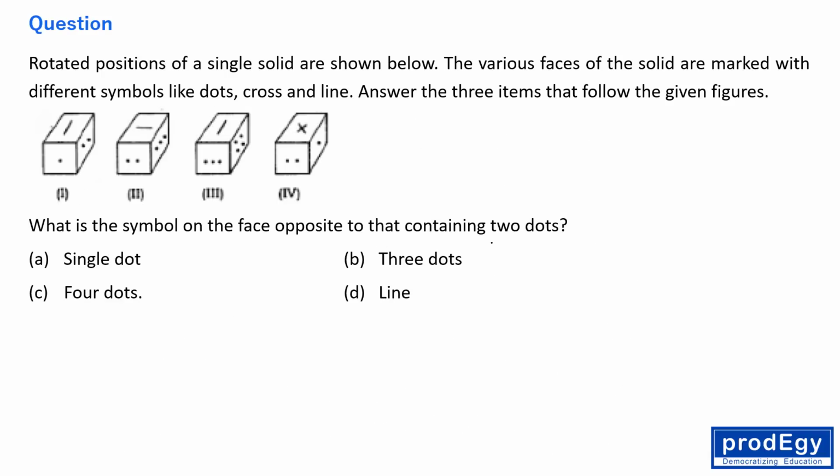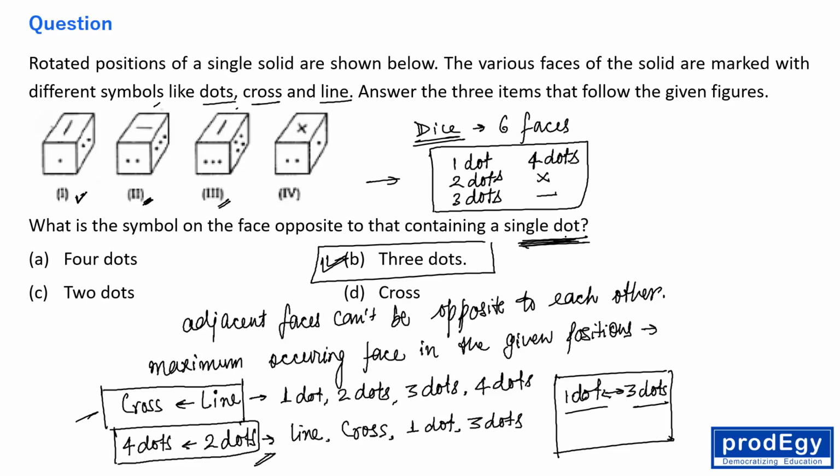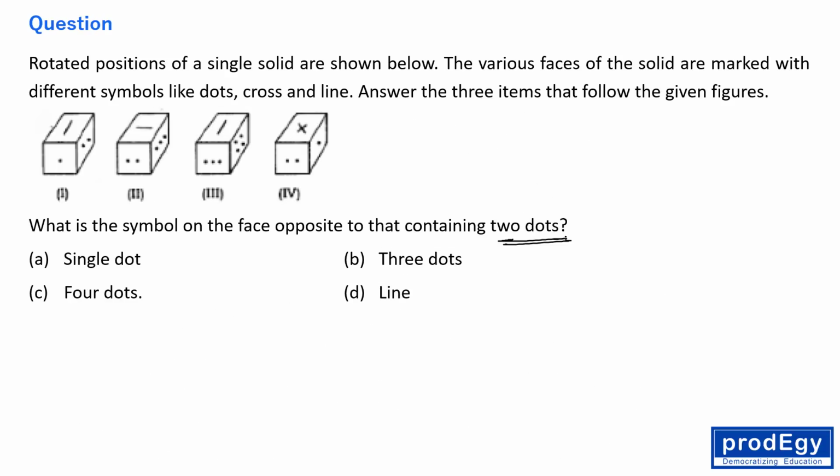The next question: what is the symbol on the face opposite to that containing two dots? Two dots is opposite to what? Two dots will be opposite to four dots, right everyone? You can see the previous slide. Two dots is opposite to four dots. The answer is four dots. Correct answer is option number C.